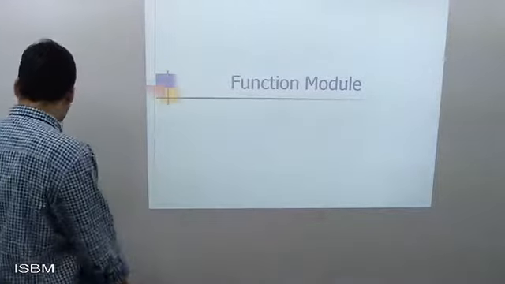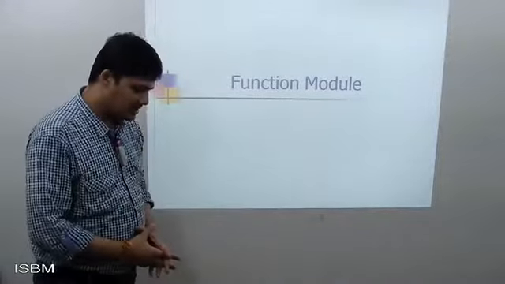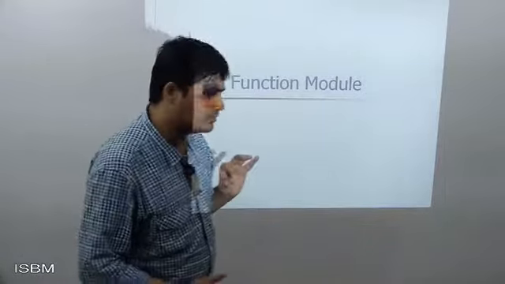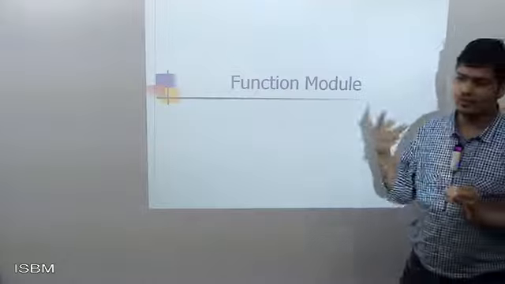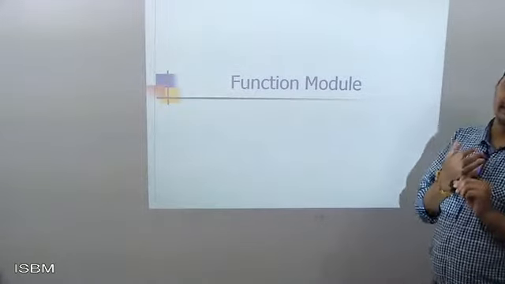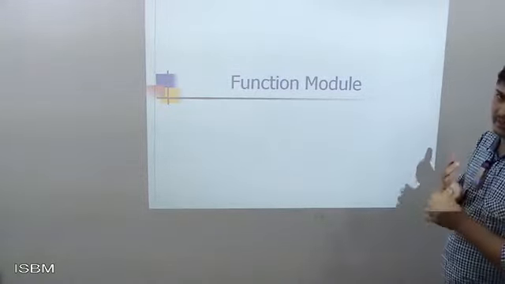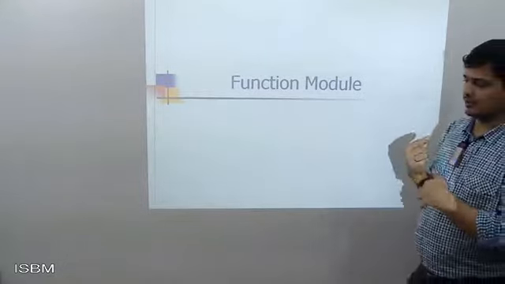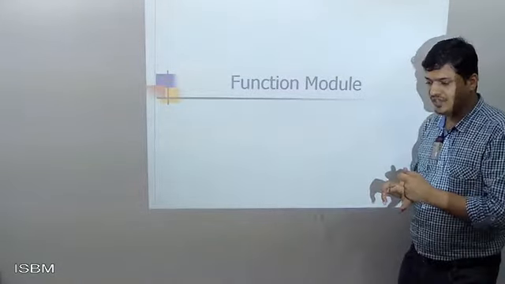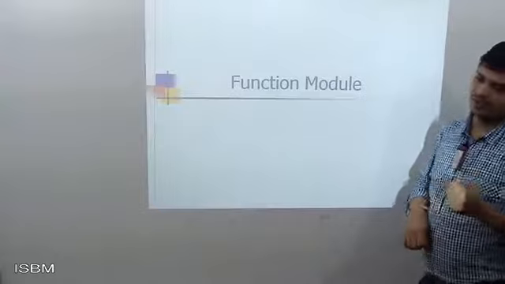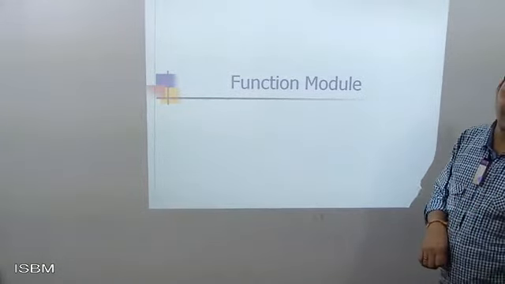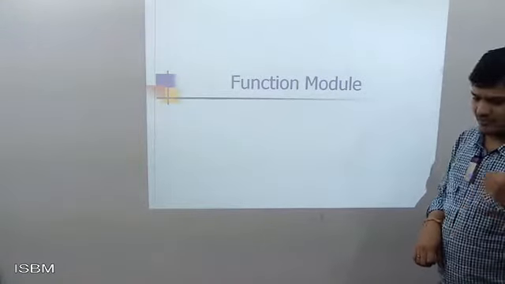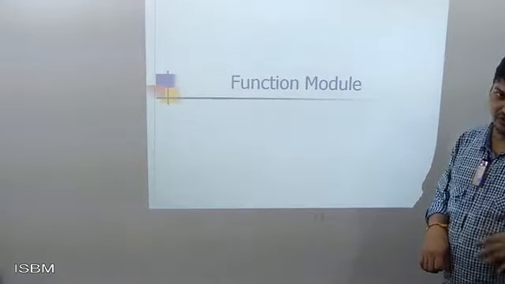So till now we have learned modularization and subroutines. How many types of subroutines are there? There are two types of subroutines. Number one, external subroutine. Number two, internal subroutine. Internal subroutines we use inside our own program. There is no limit. You can use any number of subroutines if you want. So 5, 10, 15, whatever you want.